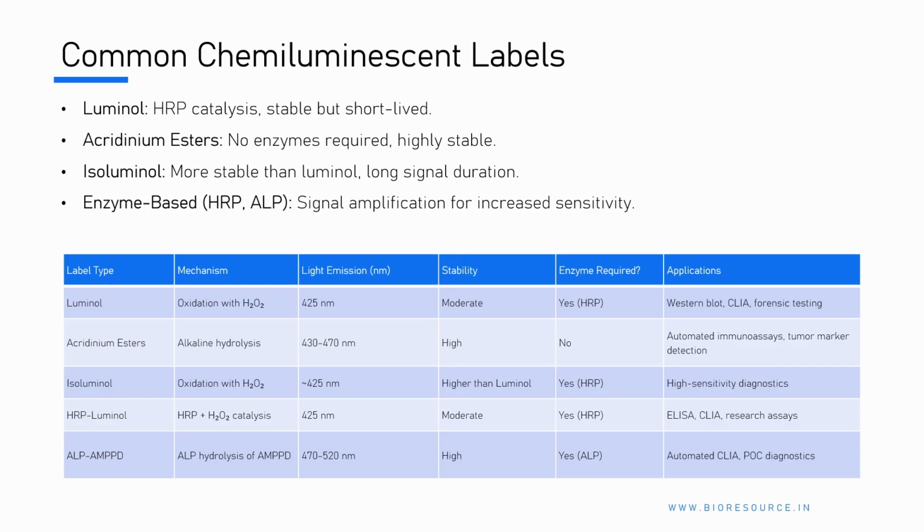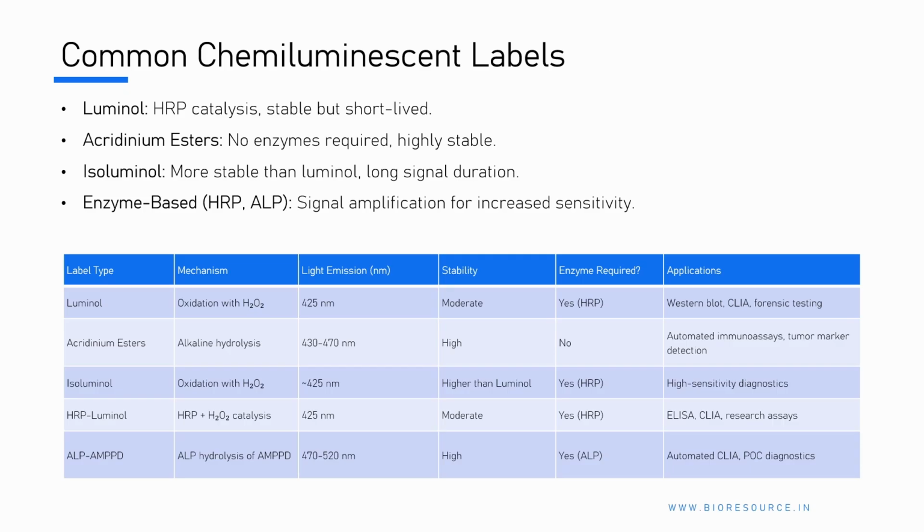The disadvantage is that it can be hydrolyzed prematurely if exposed to high humidity, and it requires precise pH control for optimal performance. The applications include clinical immunoassays for hormone detection and infectious disease testing, and it is also used in automated immunoassay analyzers for high throughput screening.